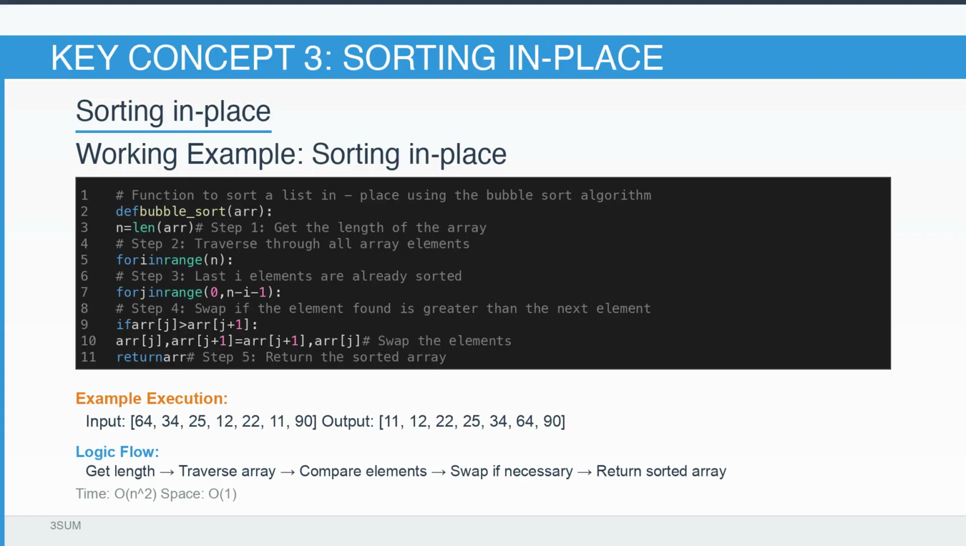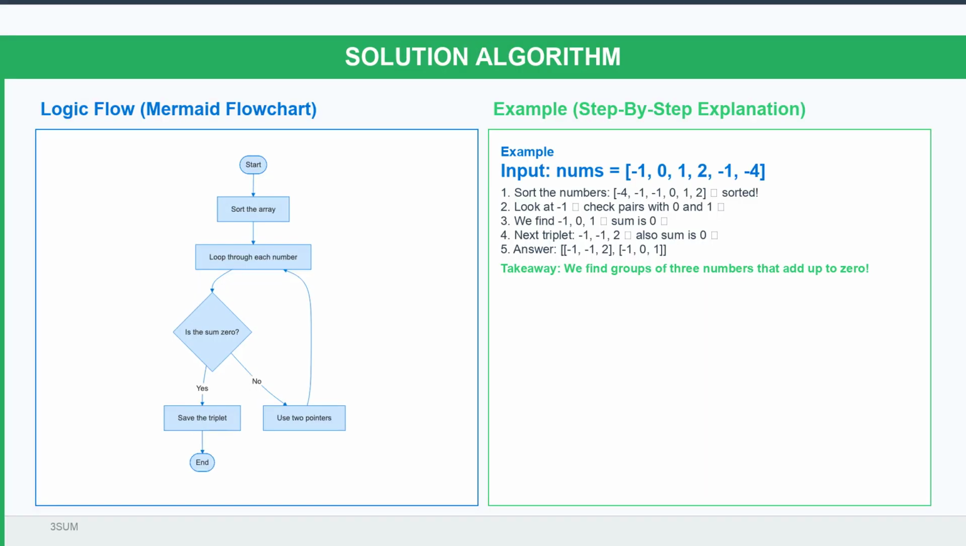To solve the three-sum problem, we start with a key step, sorting the input array. This sorting helps us efficiently navigate the array and skip any duplicates that may arise later. We achieve this with the operation nums.sort, which takes O(n log n) time. Next, we create an empty list called result to store our unique triplets that sum to 0.